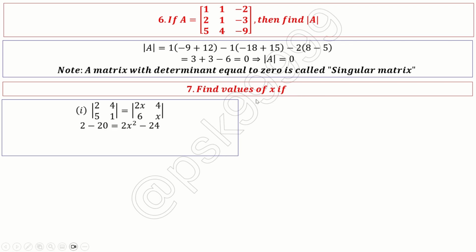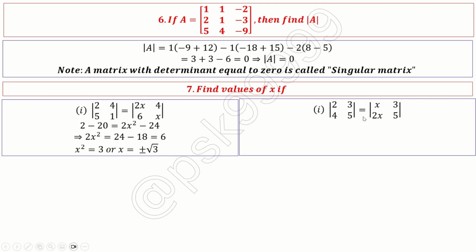Now this one is find value of x if these two determinants are given. 2, 4, 5, 1 determinant is equal to 2x, 4, 6x. Simple. You apply the same determinant to 2 into 1 minus 4 into 5. So 2 minus 20, which is equal to 2x square minus 24. Simplify it. You will get x square equal to 3 or x equal to plus or minus root 3. Two values are possible. Note down that one.